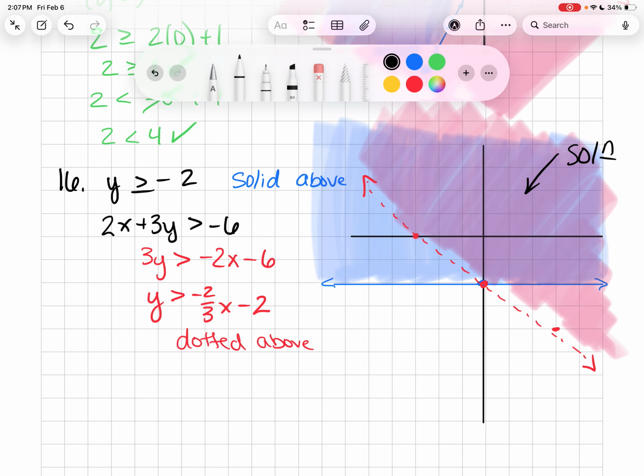So a nice easy point to check with this one would be what? 0, 0. I like those ones. They're nice and easy. 0 is greater than or equal to -2. Is that true? Yes. And then over here, if I plug in 0 for both things, 0 is greater than -6. Is that true?